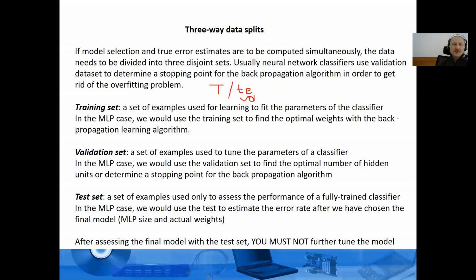Or you can divide your data set into three parts. We said that if you don't have access to a test data set, in that case you should explicitly divide your data into two parts. One part will be used for training, and the other part will be used to estimate accuracy or to validate the configuration of your model.